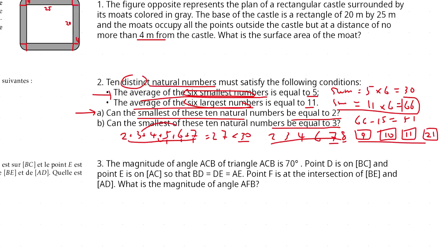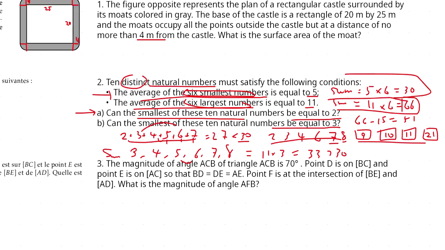Second question, would it be 3? Is it possible? If we start with 3, the smallest possible combination will be 3, 4, 5, 6, 7, and then 8, right? That's the smallest possible. And we also sum them up, by Gaussian summation again. So each pair is 11. So 11 times 3 gives us already 33, which is bigger than 30. So the first condition cannot be met. That means B is not possible.